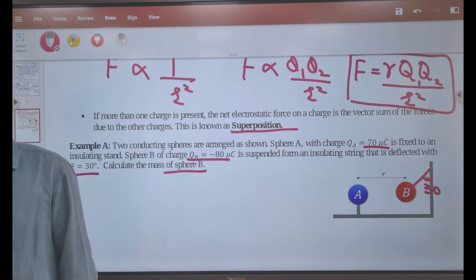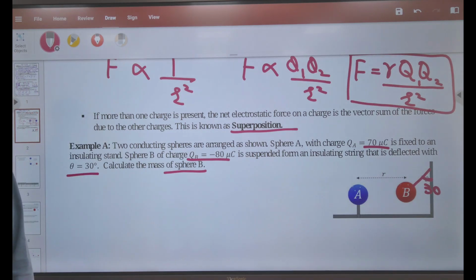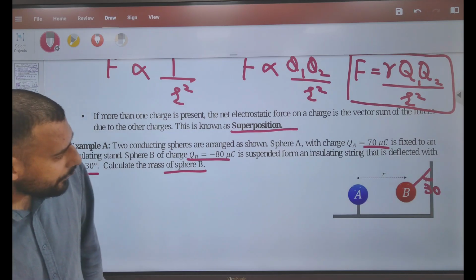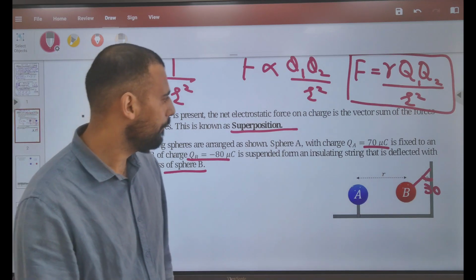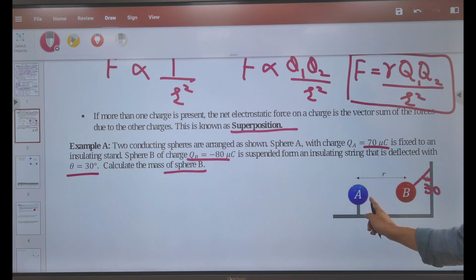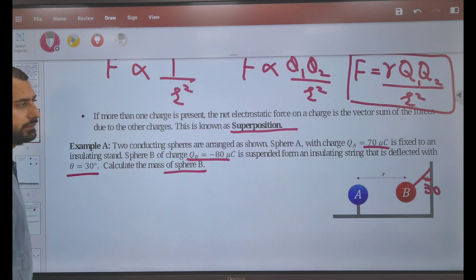What is the mass? Anyone? Can you do it? F is equal to... You need to think a little bit more. You have the distance? No, the distance is not given. R is not given. Because he has given you 30 degrees. Any idea what you will do?